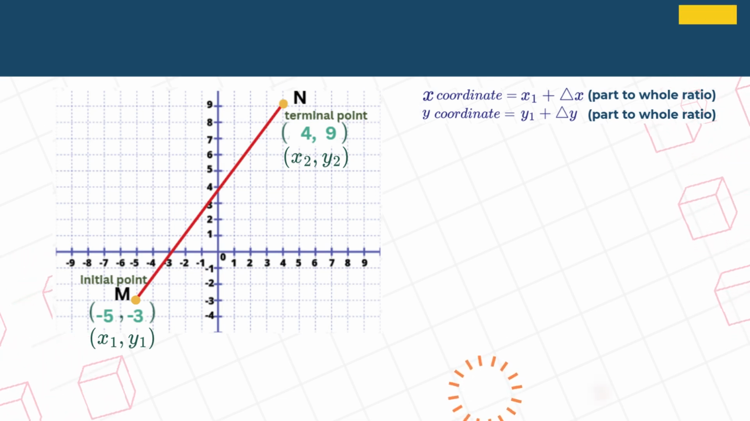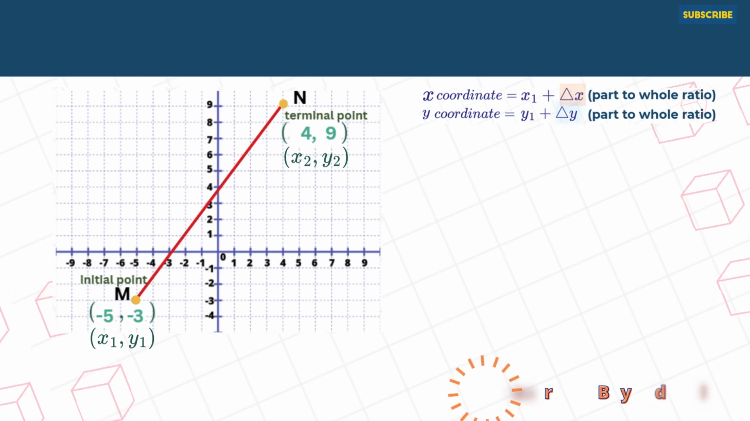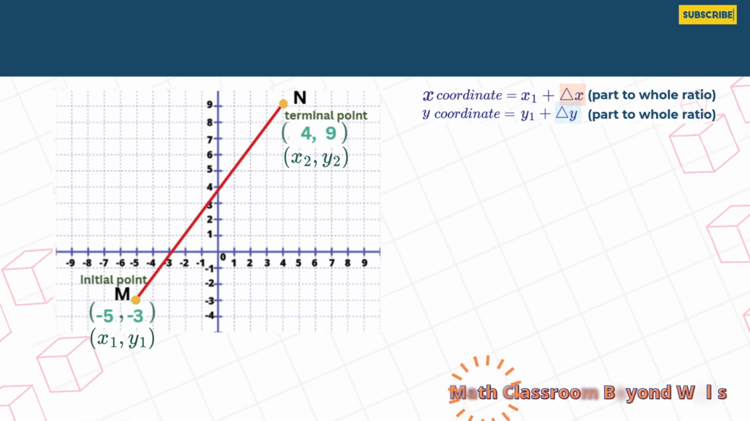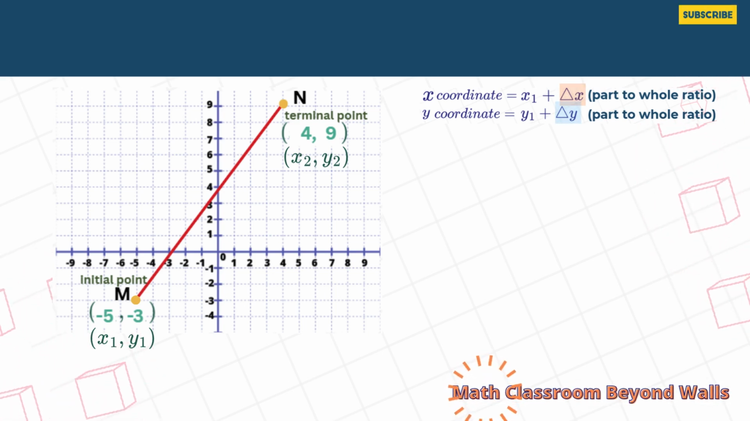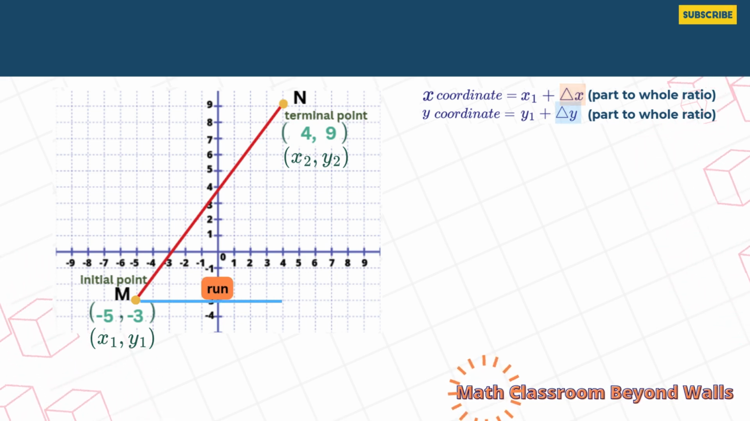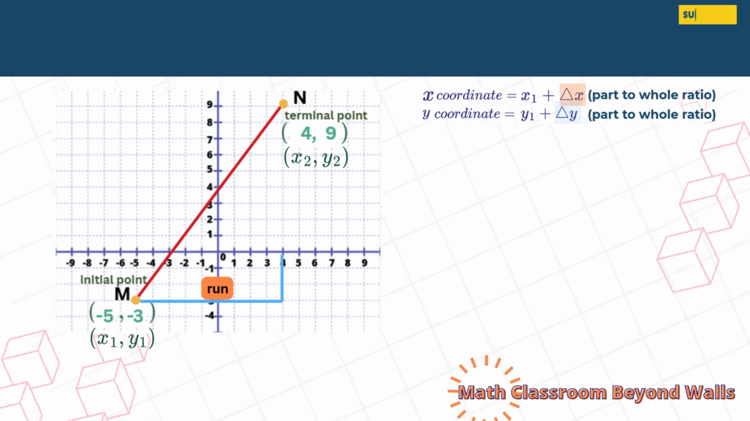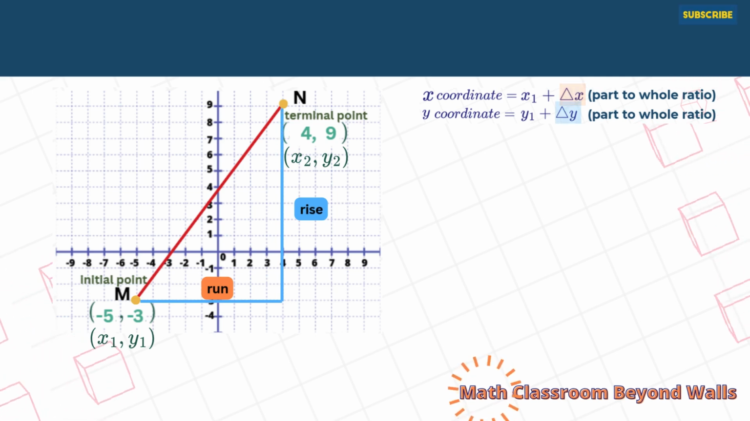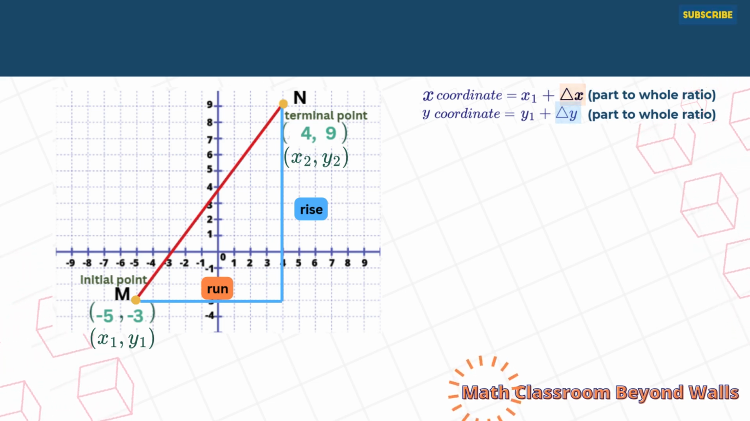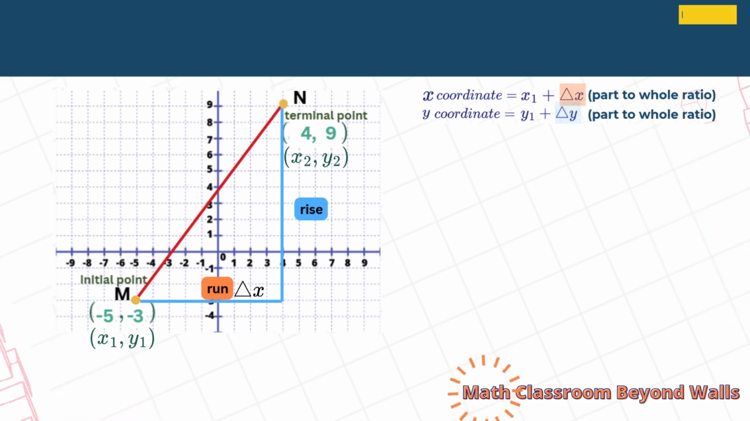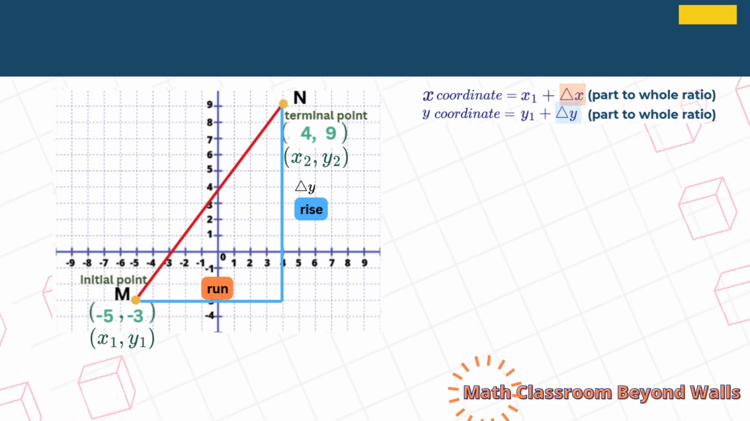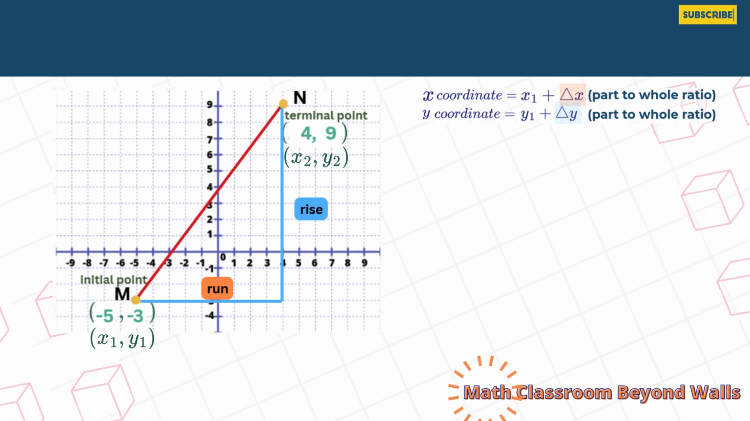Next, we examine these terms, change in x and change in y. Look at the diagram again, learners. We will first draw the run and the rise on directed line segment MN like this. Note that the run is the horizontal component of the length of the segment, while the rise is the vertical component of the length of the segment. The change in x that is in the formula is the length of the run. Likewise, the change in y that is in the formula is the length of the rise. Now, how do we get the change in x and the change in y?